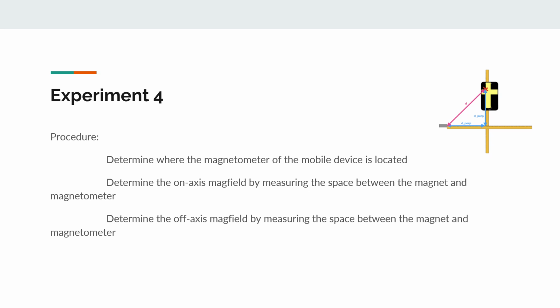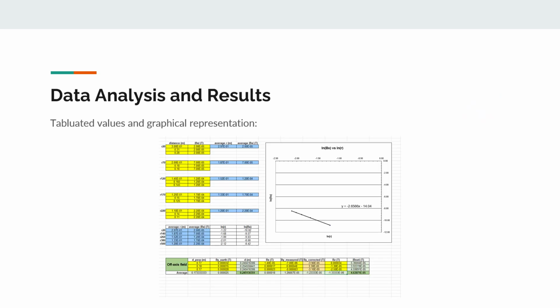Recording the Y component of Earth's magnetic field, apply distance in the Y direction and adjust the magnetometer to this new distance before measuring the magnetic field once again at this point and repeating the process twice more. Here are the tabulated values and graphical representation.